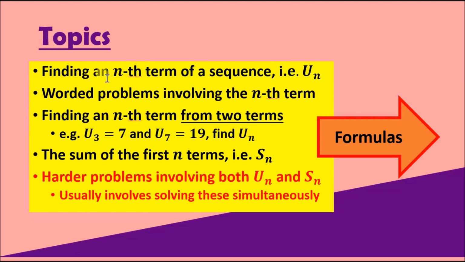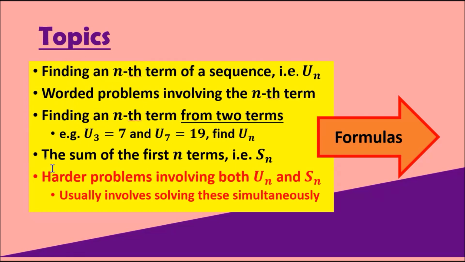Now the third part is kind of unique. They want us here to find an nth term from 2 terms. So what this means is, for instance, in your question, they might give you a third term, which I call the U3, which is equal to 7, and they might give you a 7th term, which is equal to 19. And using these 2 random position terms, we need to be able to find a general nth term, UN. Now that's pretty much the first 3 covering nth term.